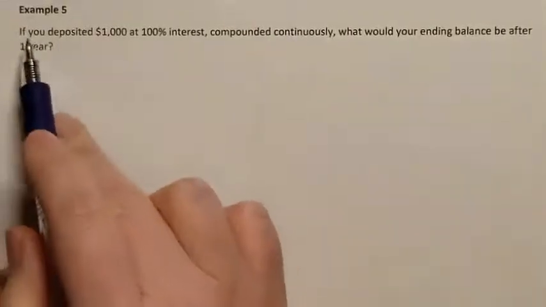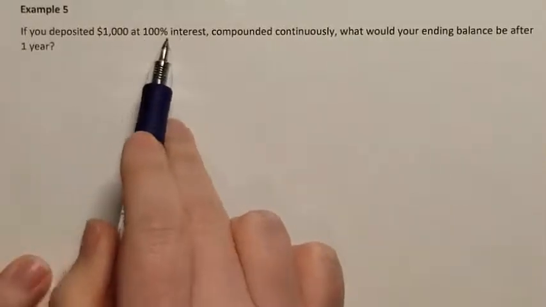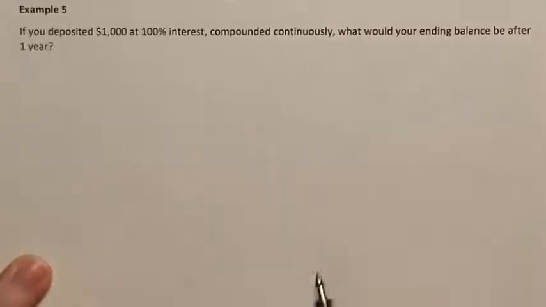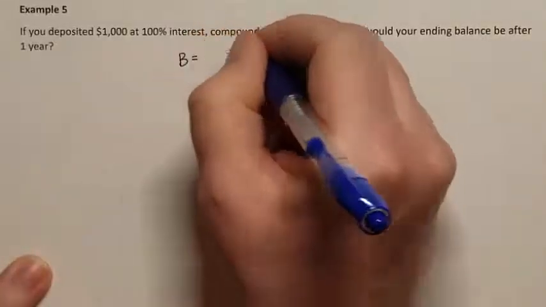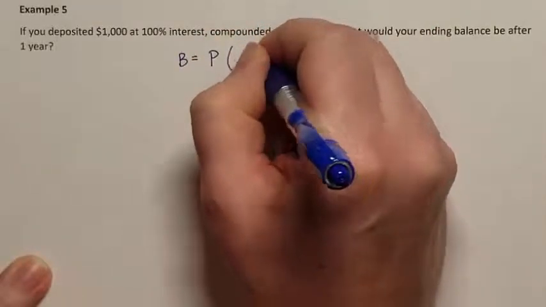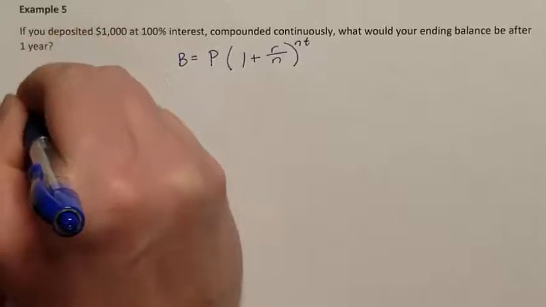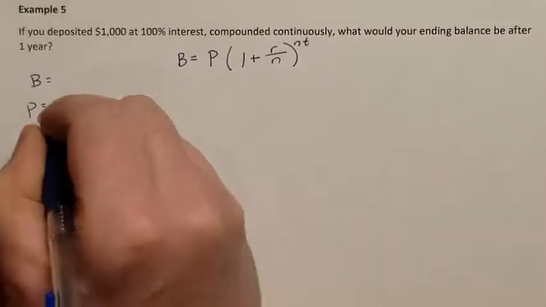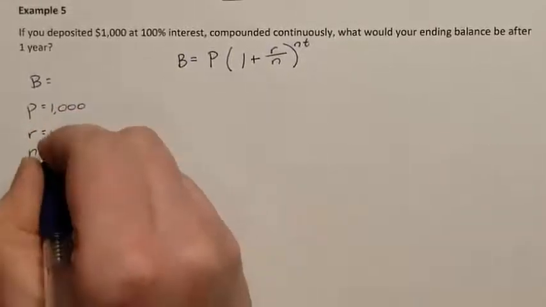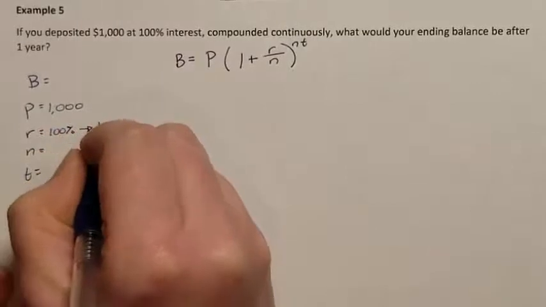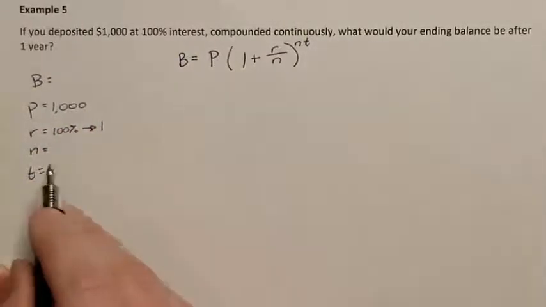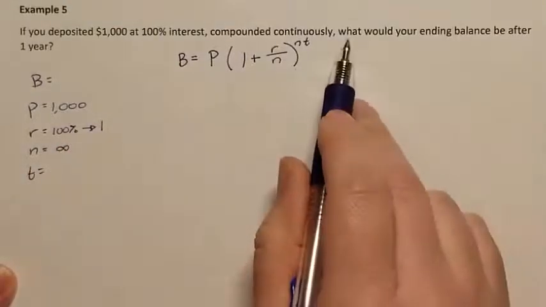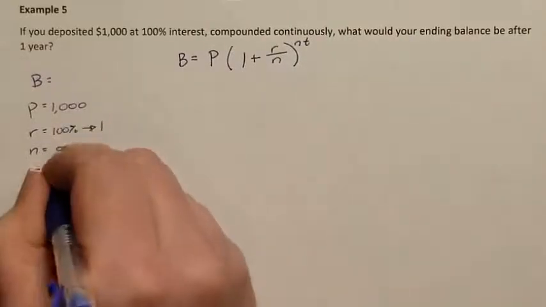Example 5. If you deposited $1,000 at 100% interest, compounded continuously, what would your ending balance be after 1 year? So we're going to use our compound continuously formula, where I need to know my B, P, R, and T. So reading the problem again. You deposited $1,000. That's my principal. And your interest rate is 100%. In a decimal, that is 1. Compounded continuously. That meant my n was going to be something about infinity because it goes forever. Never stops. What would your ending balance be after 1 year?